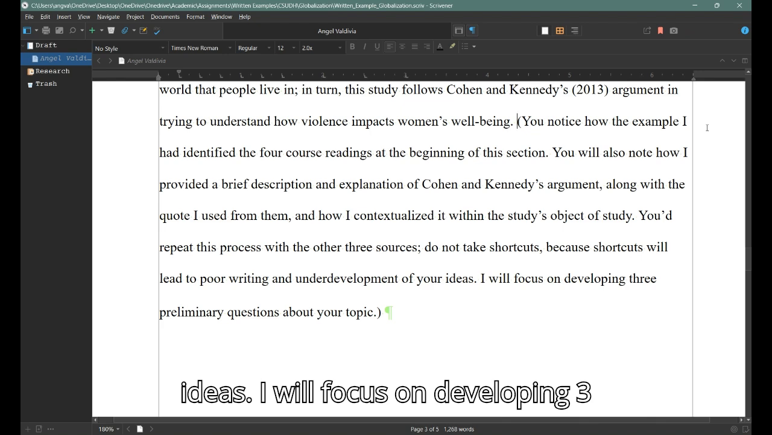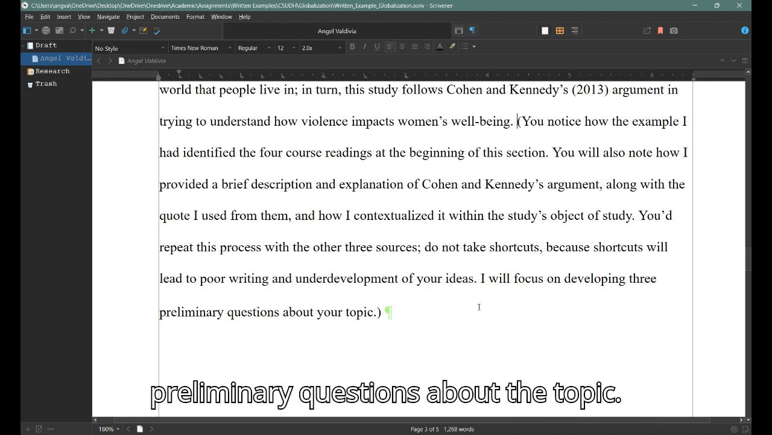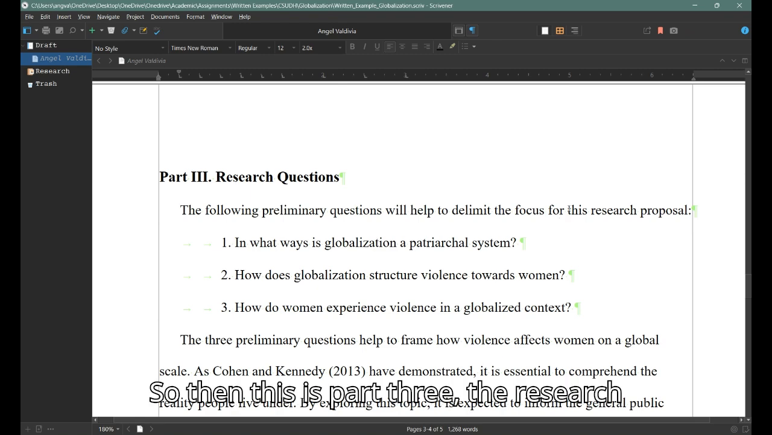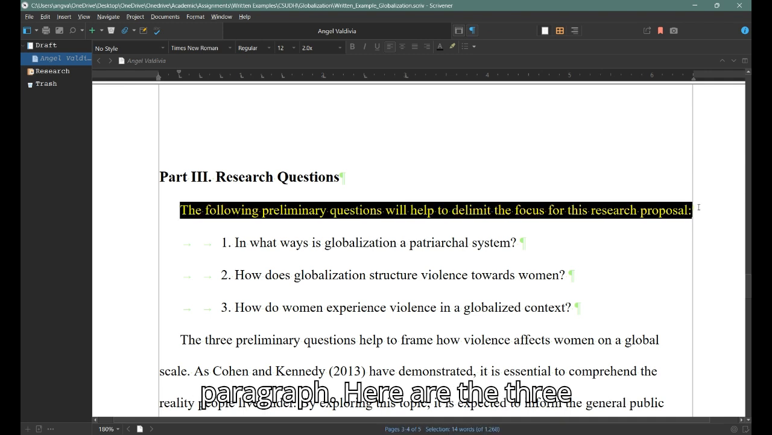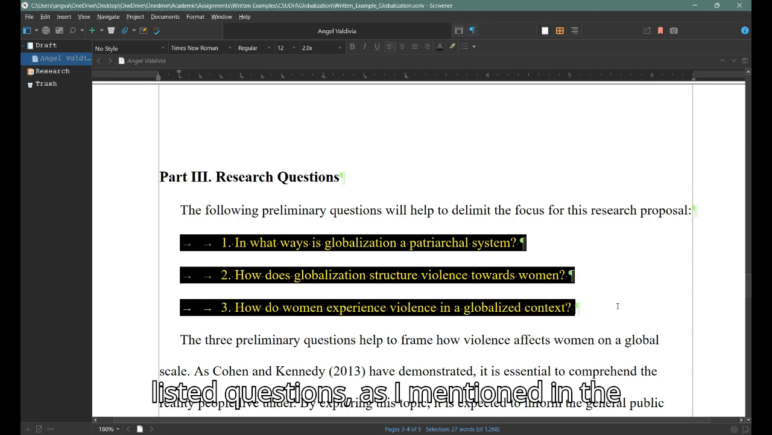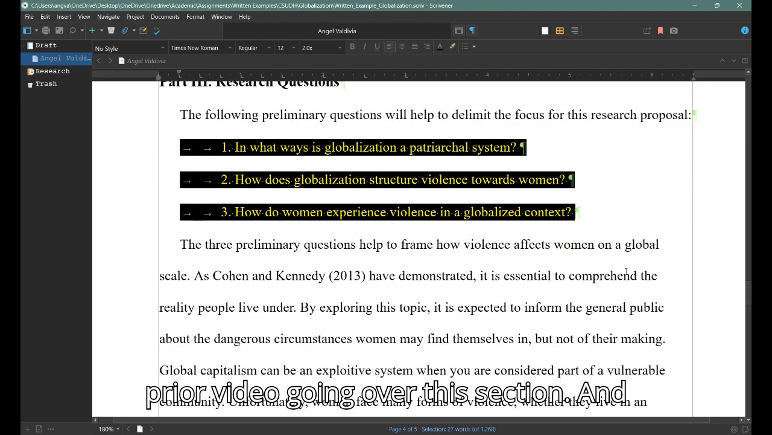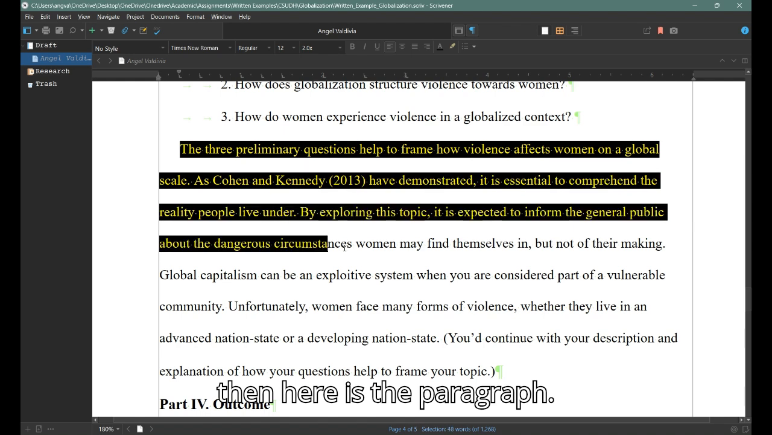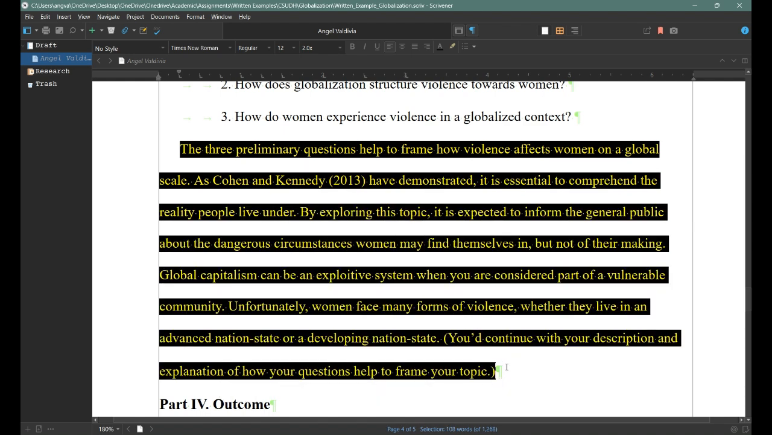I will focus on developing three preliminary questions about the topic. So this is part three, the research questions. This is what it's supposed to look like. Here is the introductory paragraph. Here are the three listed questions, as I mentioned in the prior video going over this section. And then here is the paragraph.